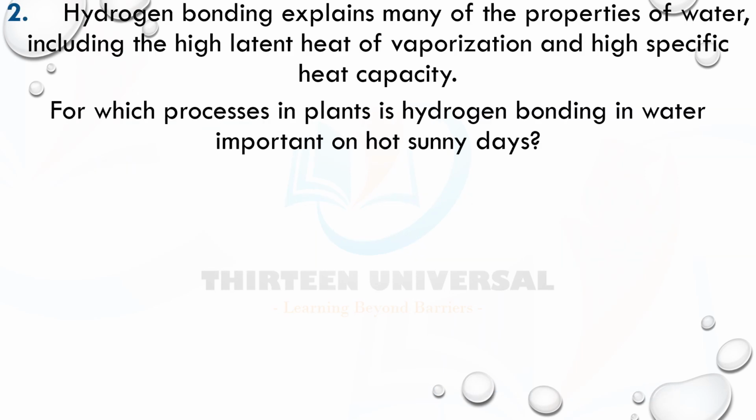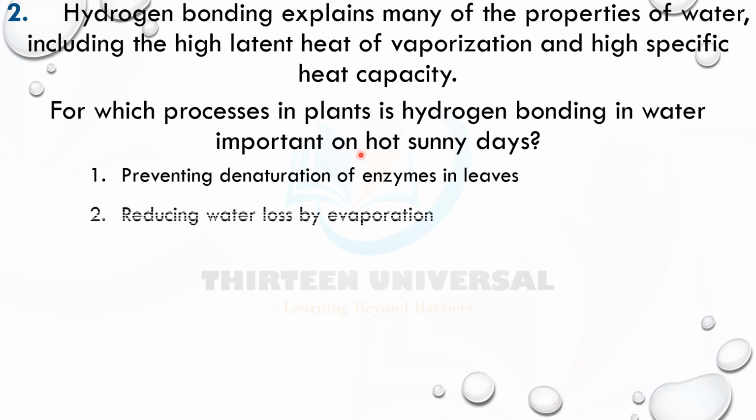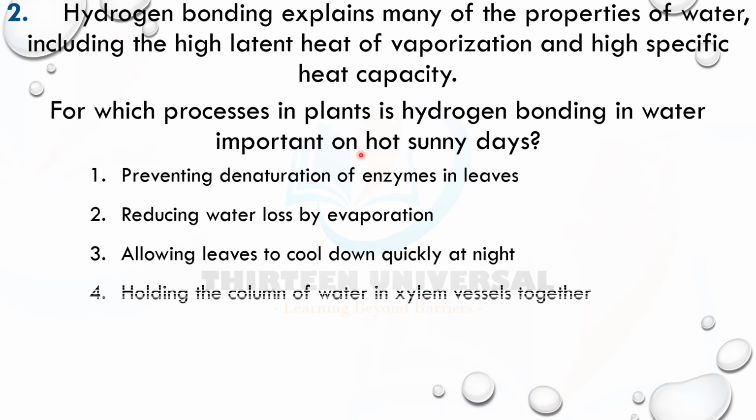So let's go to the next question. Hydrogen bonds explain many of the properties of water, including the high latent heat of vaporization and high specific heat capacity. For which processes in plants is hydrogen bonding in water important on hot sunny days? Hot is high temperature. Please note that. Okay. Now these are the statements: preventing the deterioration of enzymes in leaves, reducing water loss by evaporation, allowing leaves to cool down quickly at night, holding the column of water in xylem vessels together.